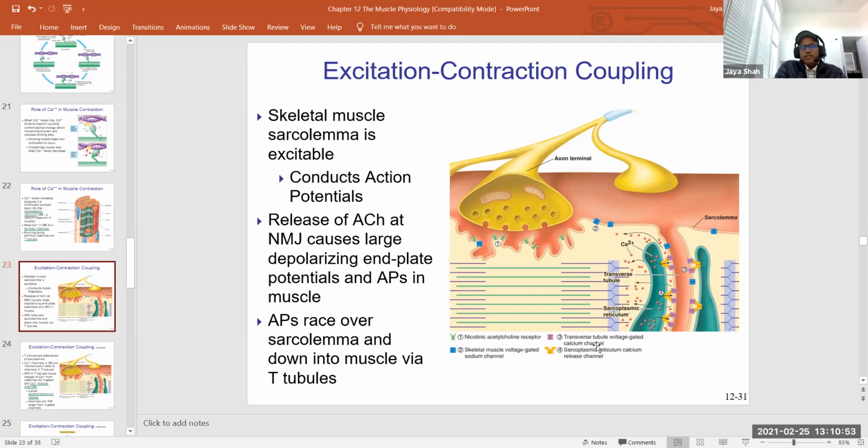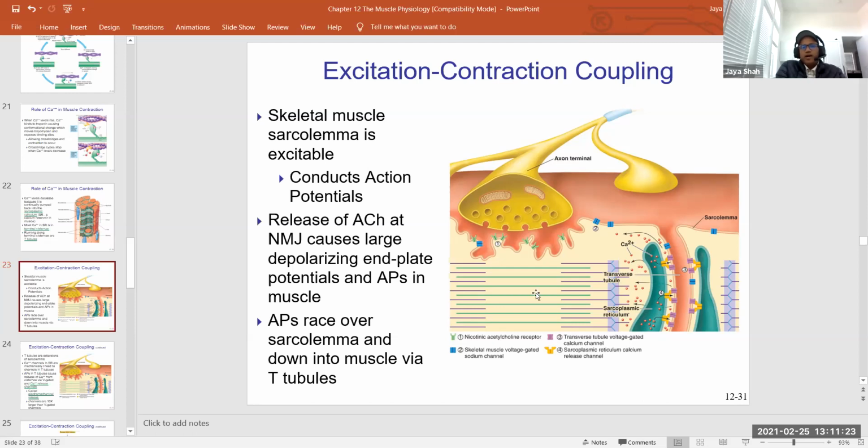Transverse tubule voltage gated calcium channel. So you see some of the calcium from outside also moves inside the cell, and that helps the sarcoplasmic reticulum calcium release channel to release calcium from the cisternae into the cytoplasm. You see, calcium is coming out.